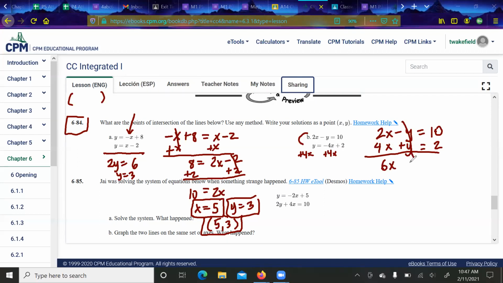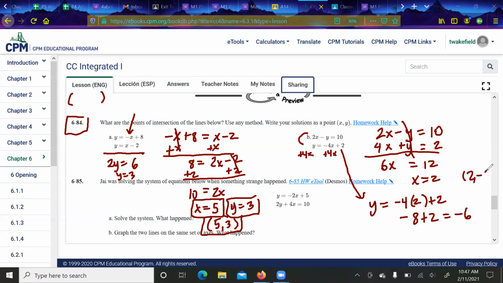You're going to get 6x equals 12. Well, 6 goes into 12 2 times, so x equals 2. Plug it into the second equation; it's easier to plug it into because it's already solved for y. So y equals -4 times 2 plus 2, or -8 plus 2, which is -6. So 2, -6 is our solution for part B. All right, guys, moment of truth here.